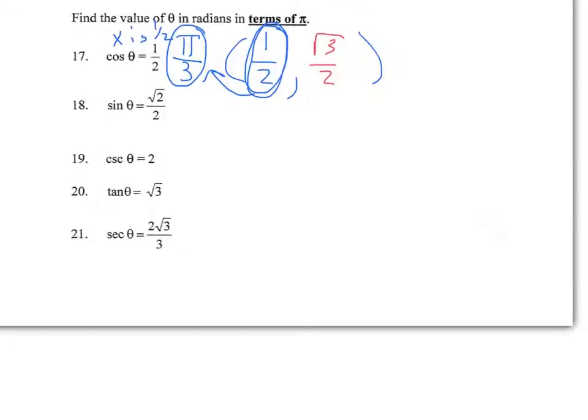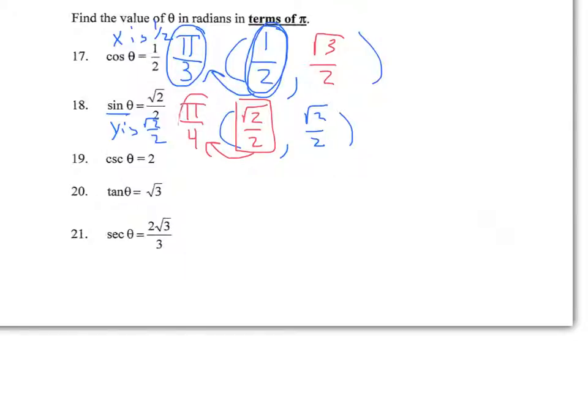Okay, let's try this out on 18. This translates in plain English to y is the square root of 2 over 2. So if I'm thinking about this, the y is the square root of 2 over 2. What is always seen with the square root of 2 over 2 is the square root of 2 over 2. Based off this x-coordinate, what is the angle? Pi over 4.